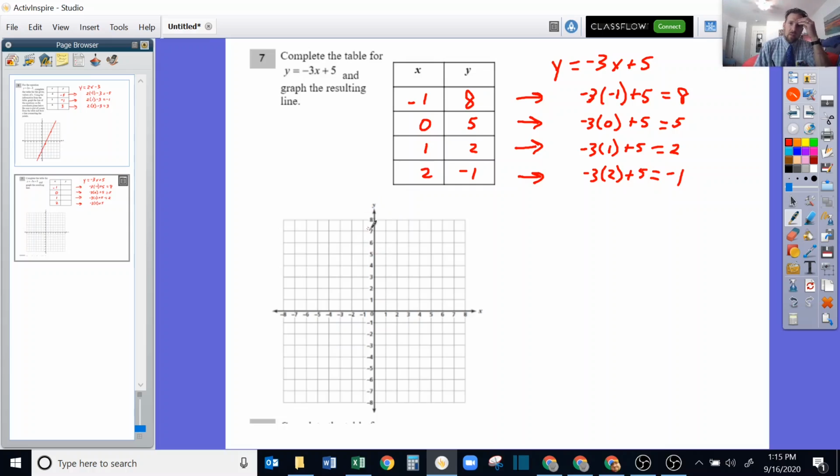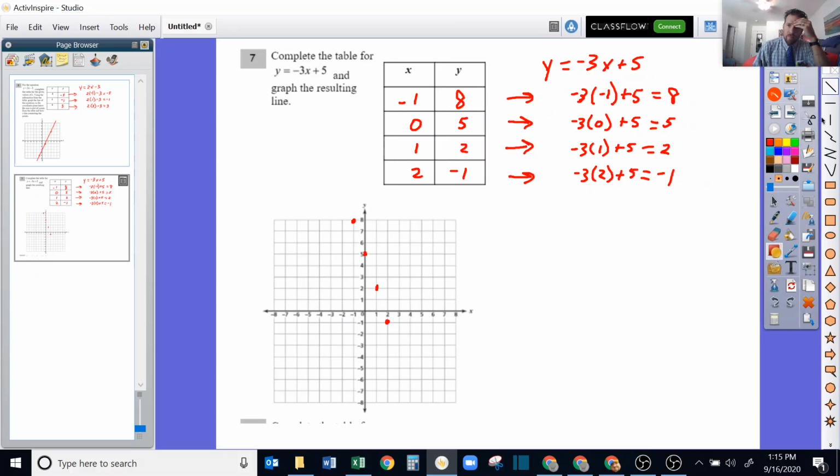And now we plot those points. So, -1, 8. There's that one. 0, 5. 1, 2. And then 2, -1. And again, we would just connect those with a nice straight line. Do my best. There we go. So, on those tables that don't have values, fill in some x values, substitute them into your equation, and see what you get.